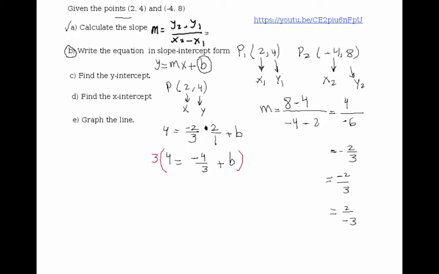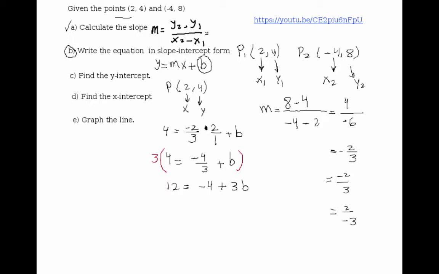Okay, let's do it this way, because in the video clip I have here, I didn't do that. I just added the fraction. But that's a good idea. So that would be 12 equals negative 4 plus 3b. Oh, yes, 3b. That's right. So if you want to multiply each term by 3, make sure you multiply b also by 3, otherwise you don't get the same equation.